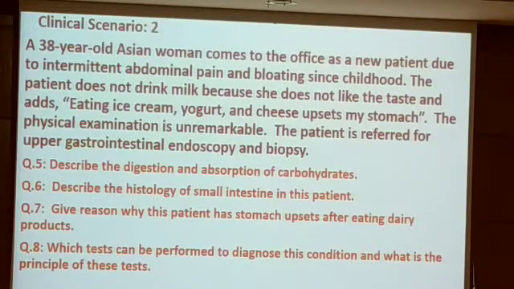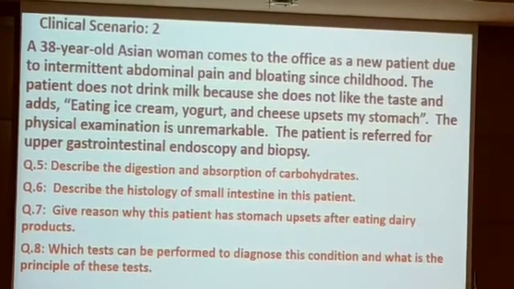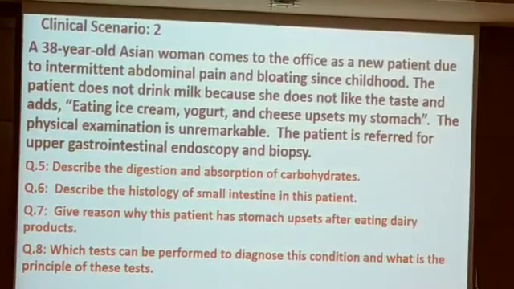Okay, so there's three main enzymes we need to know. The first one is maltase, and the second one is isomaltase. The third one is lactase. And these are the three enzymes that are responsible for breaking down the disaccharides into monosaccharides.